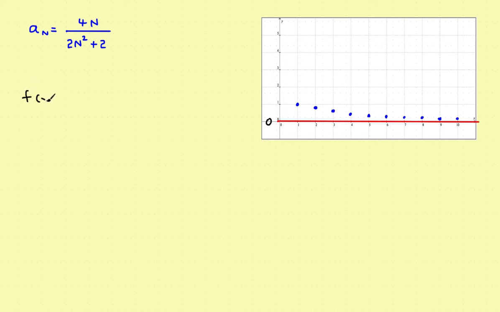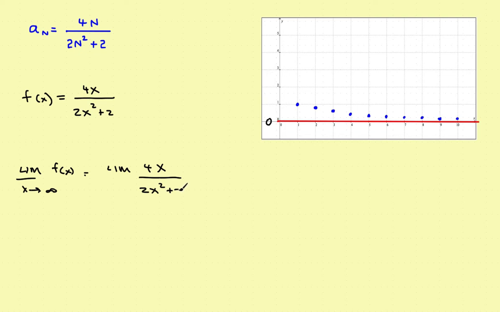So I'll go f of x is equal to, and I'll make this be 4x over 2x squared plus 2. So that's the function. Now you want to find the limit of that function as x approaches infinity. So we'll find the limit of f of x as x approaches infinity, and that would be equal to the limit of 4x over 2x squared plus 2. And I want to find this as x approaches infinity.